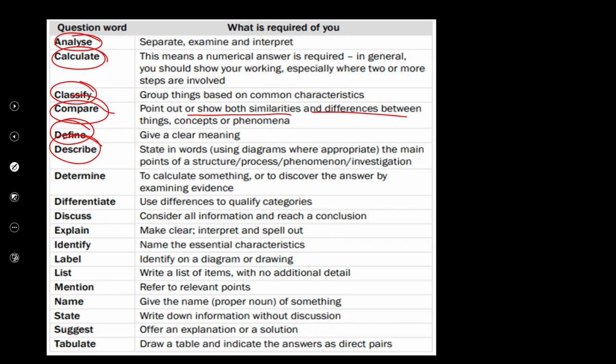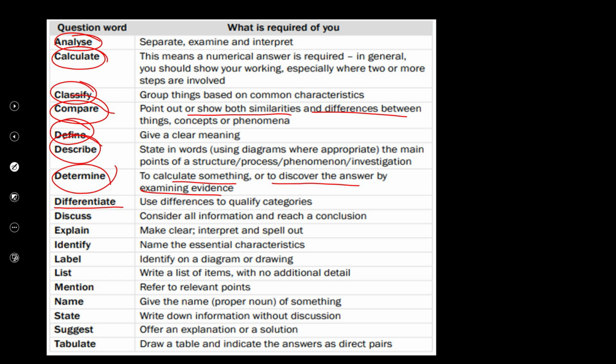The concept of determine. What does determine mean? Determine means to calculate something or to discover the answer by examining evidence. For example, use the graph to determine what the temperature would be on a specific day. And that's using information and evaluating that.